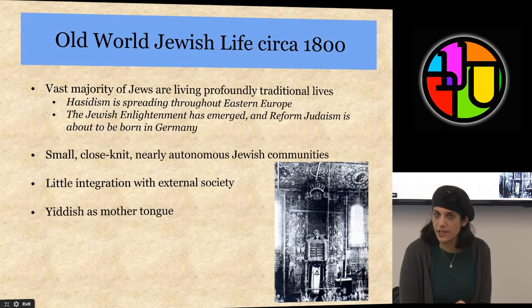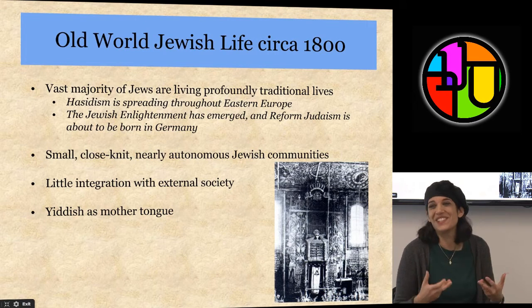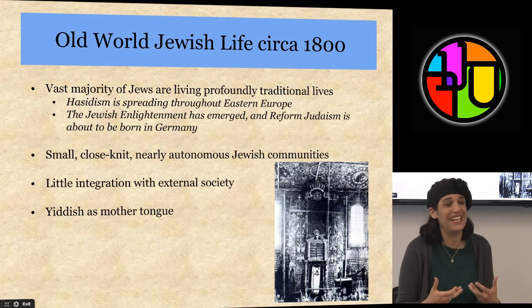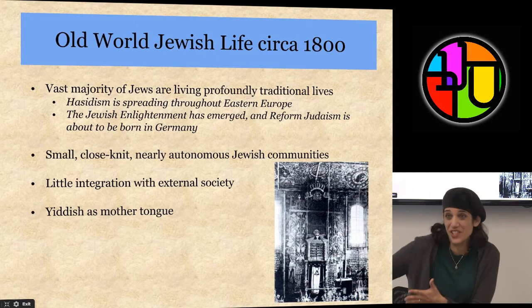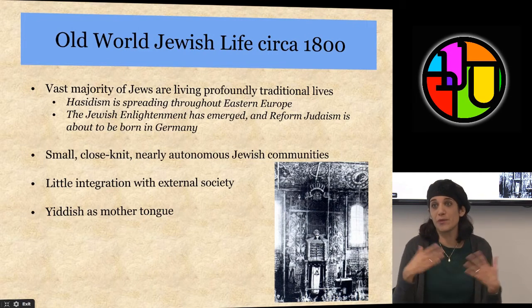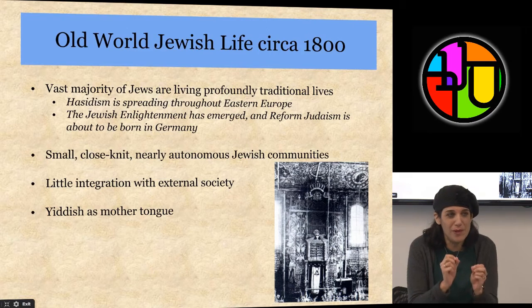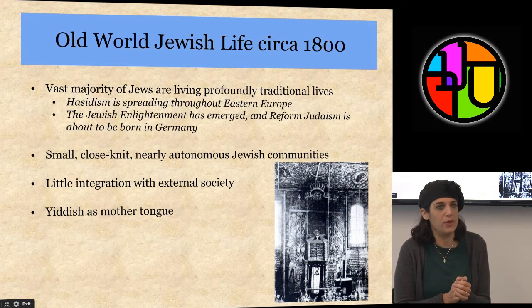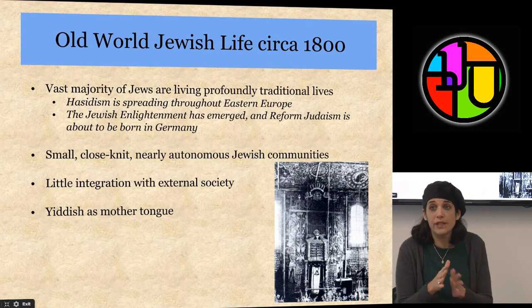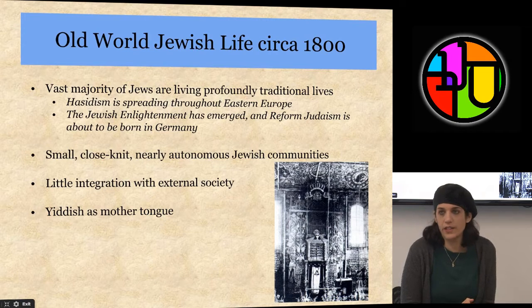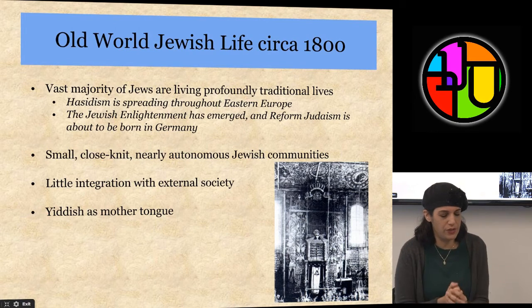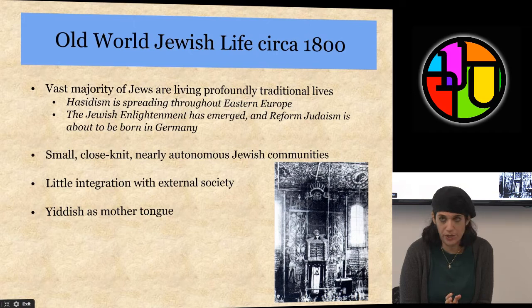You have Hasidism, which is an innovative movement. It's hard for us to think of it as an innovative movement today, because today they're the most traditional of all the Jews, but at that time it was a radical, innovative movement. So that is spreading throughout Eastern Europe very, very quickly, rapid fire at this time. And the Reform movement is about to be born in Germany. It's born in 1810, around. And the Enlightenment and the Haskalah, the Jewish Enlightenment, have taken place in Germany.